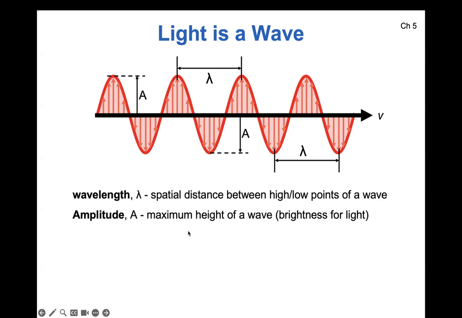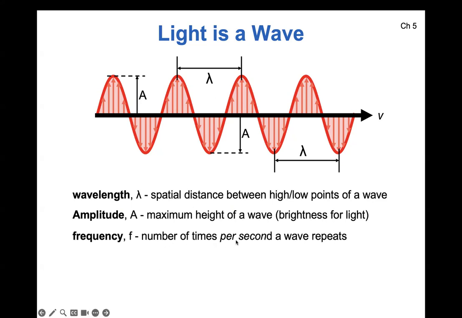The amplitude is how far the wave gets from the midline. So it's the maximum height of a wave. So when we talk about light, amplitude is directly related to brightness. And another word that I'll use is intensity. So greater amplitude light is brighter light or more intense light.